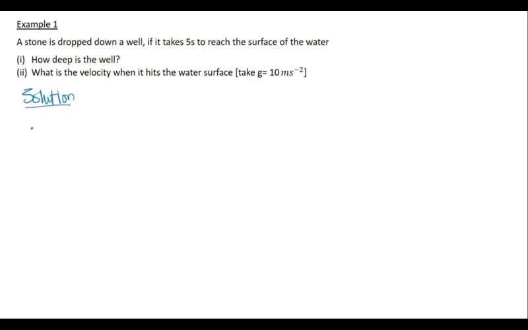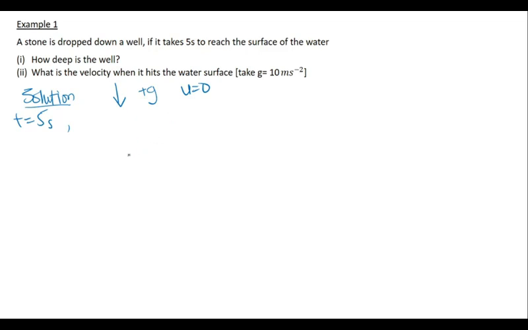and then we write down our parameters. A stone is dropped down a wall. If it takes 5 seconds, so our time given to us is 5 seconds to reach the surface of the water, how deep is the wall? Now let's consider the first statement. A stone is dropped down the wall, so it means the motion is vertically downward, so gravity is positive. And when we are talking about motion coming downwards, we don't have an initial velocity, but we have a final velocity, which means initial velocity is equal to 0 for vertically downward motions.